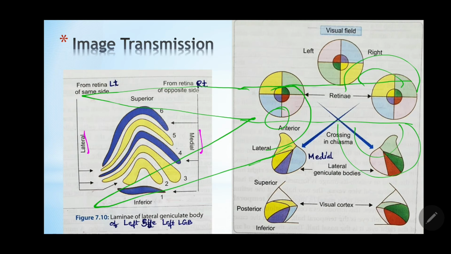Now fibers from LGB will pass backwards, forming this optic radiation to reach the visual cortex. Now this band of optic radiation, the third order neurons, will pass through the retrolentiform portion of the internal capsule, right? Internal capsule will be taught to you later. So from the retrolentiform portion of the internal capsule, these fibers will pass out and reach ultimately, forming a Meyer's loop I just told you before, and they will reach the striate cortex, that is primary visual area number 17.